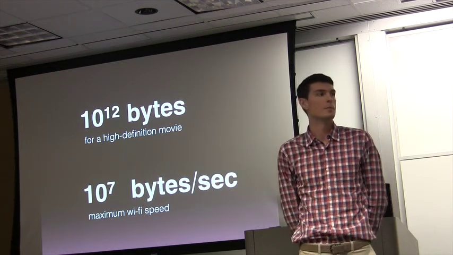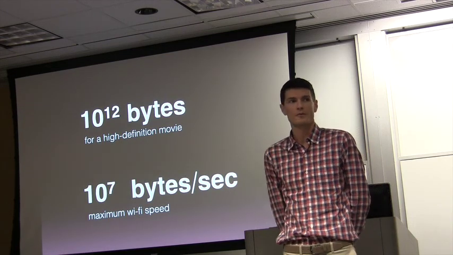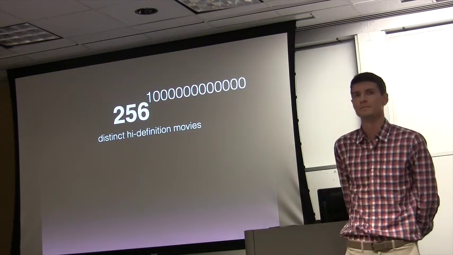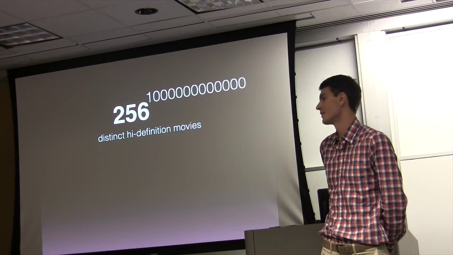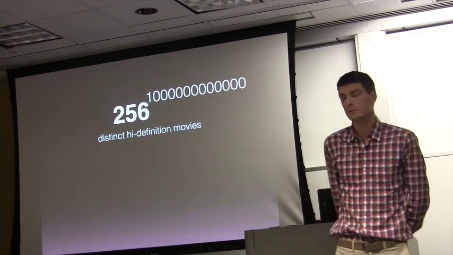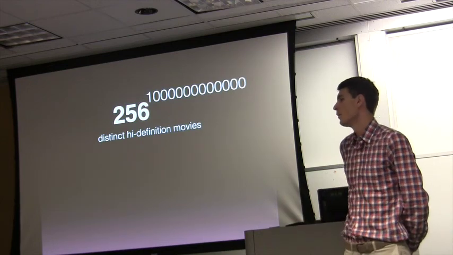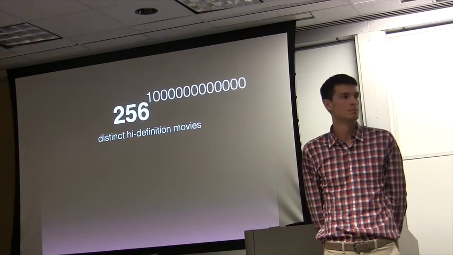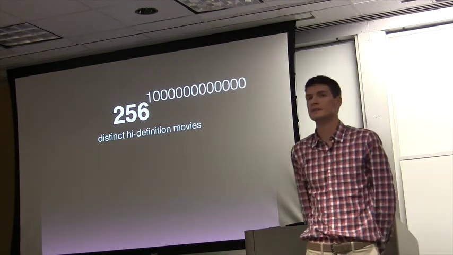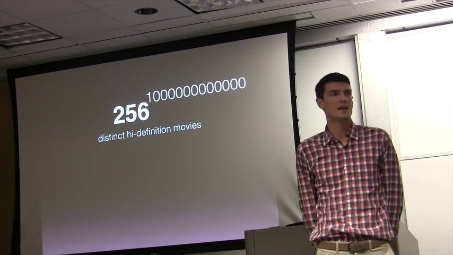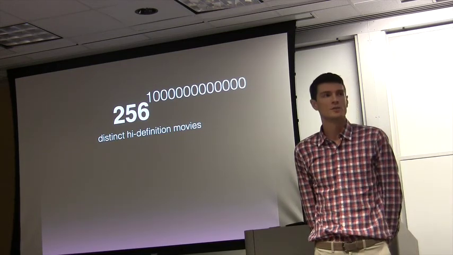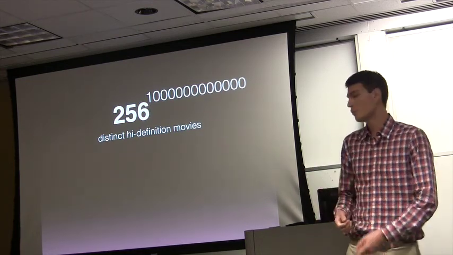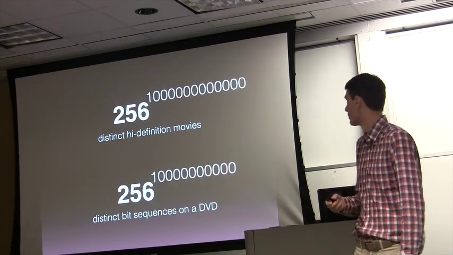So the number of movies that could ever possibly be made is 256 raised to the 10 to the 12th. This is a very large number. Okay, so let's think about a DVD. How big is a DVD? It's about 5 gigabytes or so. There are better ones out there, like Blu-rays, but anyway, on the order of about 5 gigabytes. So that's about 10 to the 10th bytes. So the number of distinct things you can put onto a DVD is 256 to the 10 to the 10th, which is that.